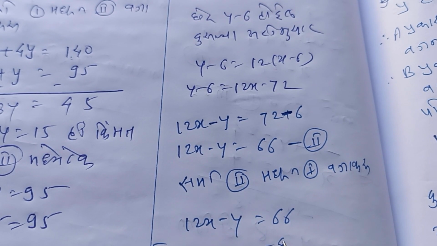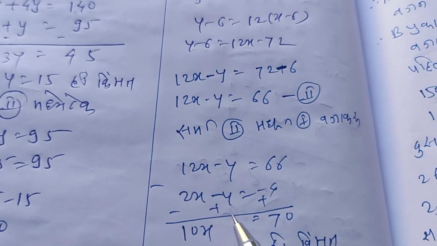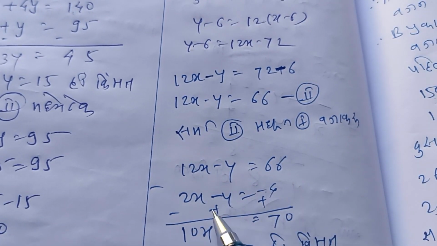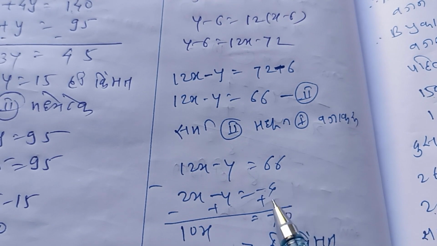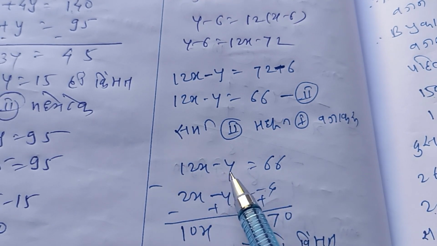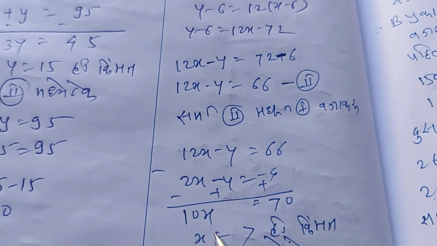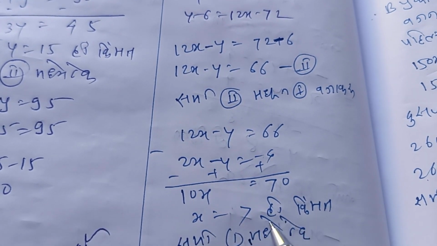Subtracting the first equation from the second, we get 12x minus y is equal to 66, minus 2x minus y is equal to minus 4. Changing the signs of this equation, 66 plus 4 is 70, minus y plus y is 0, 12x minus 2x is equal to 10x. 10x is equal to 70. Dividing both sides by 10, we get x is equal to 7.